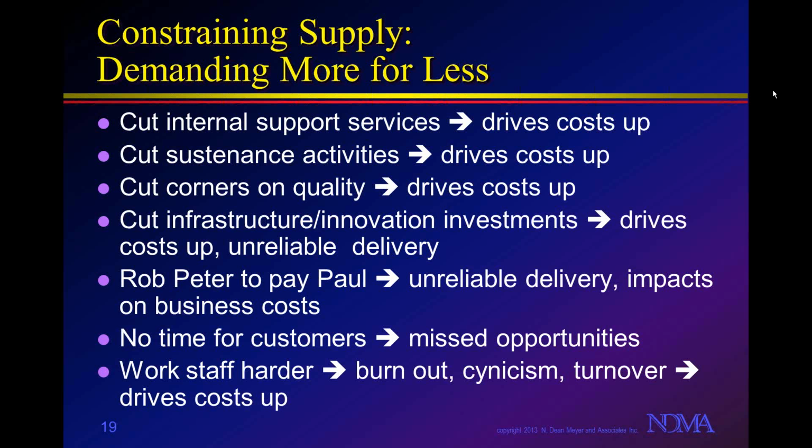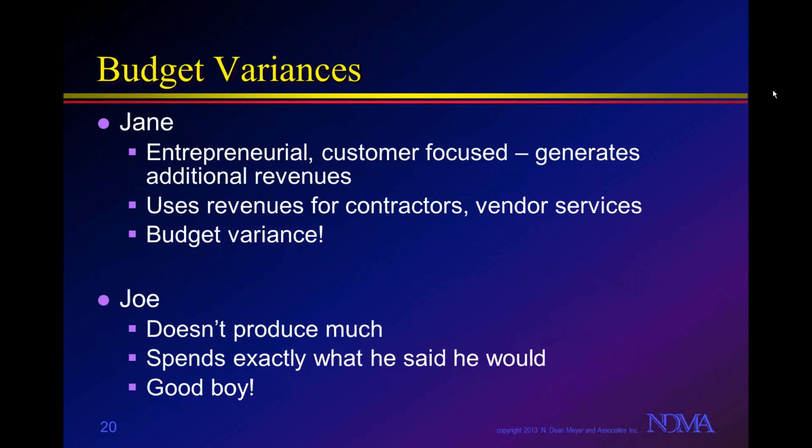And we try to work our staff harder and harder. What does that do? It chases away the good people, and those who are left are burnt out, cynical, and turnover goes up. All of that adds to drive costs up. So the traditional view of cost control, cutting supply without cutting demand, it typically backfires and does just the opposite. It makes us a more expensive provider. And then we hold IT accountable for budget variances.